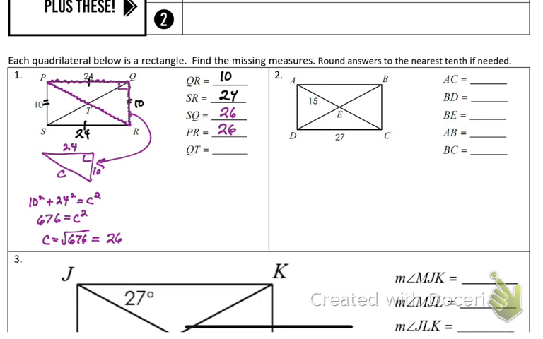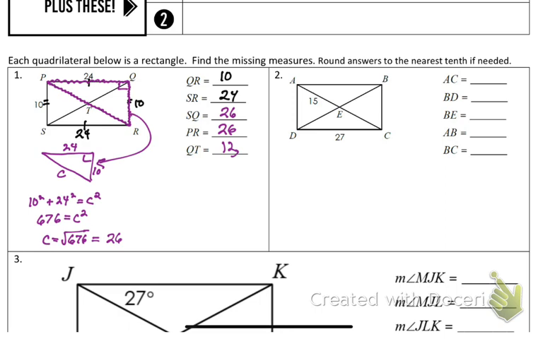Diagonals are congruent in a rectangle. What would QT be then? It'd be 13 because it'd be half a diagonal. So SQ and PR are congruent because they're diagonals. This is half our diagonal, so it would just be 13. I think I wrote 12 for some reason. It should be 13.